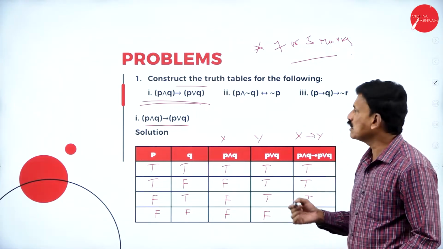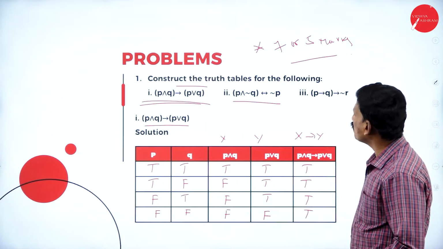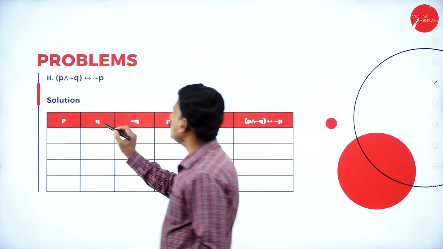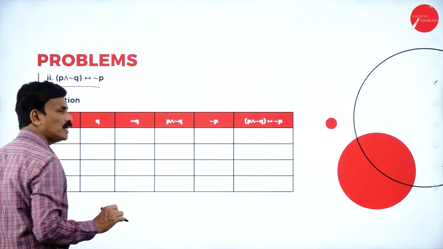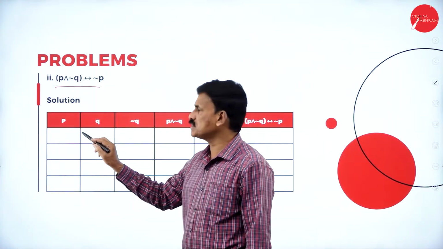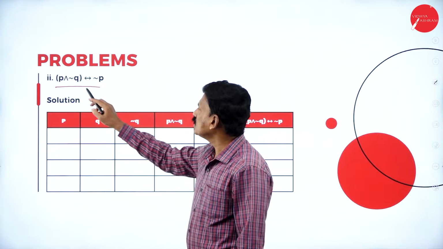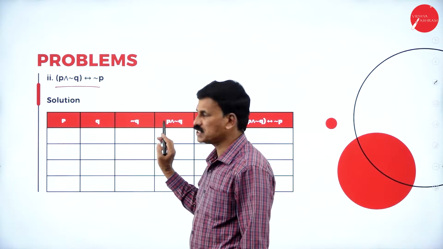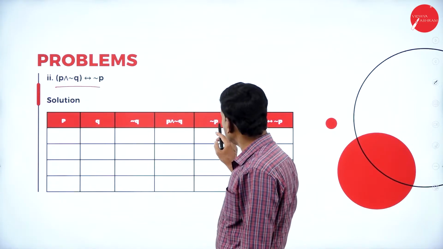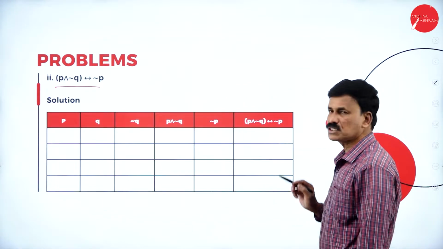Now, let us take a similar problem. What is the next one? P conjunction negation Q biconditional to negation P. Let us come to the second problem. Write down P. What propositions do we have here? Two propositions, P and Q. Then write down negation of Q, then P conjunction negation Q, then negation of P, and the biconditional, P conjunction negation Q biconditional to negation P.